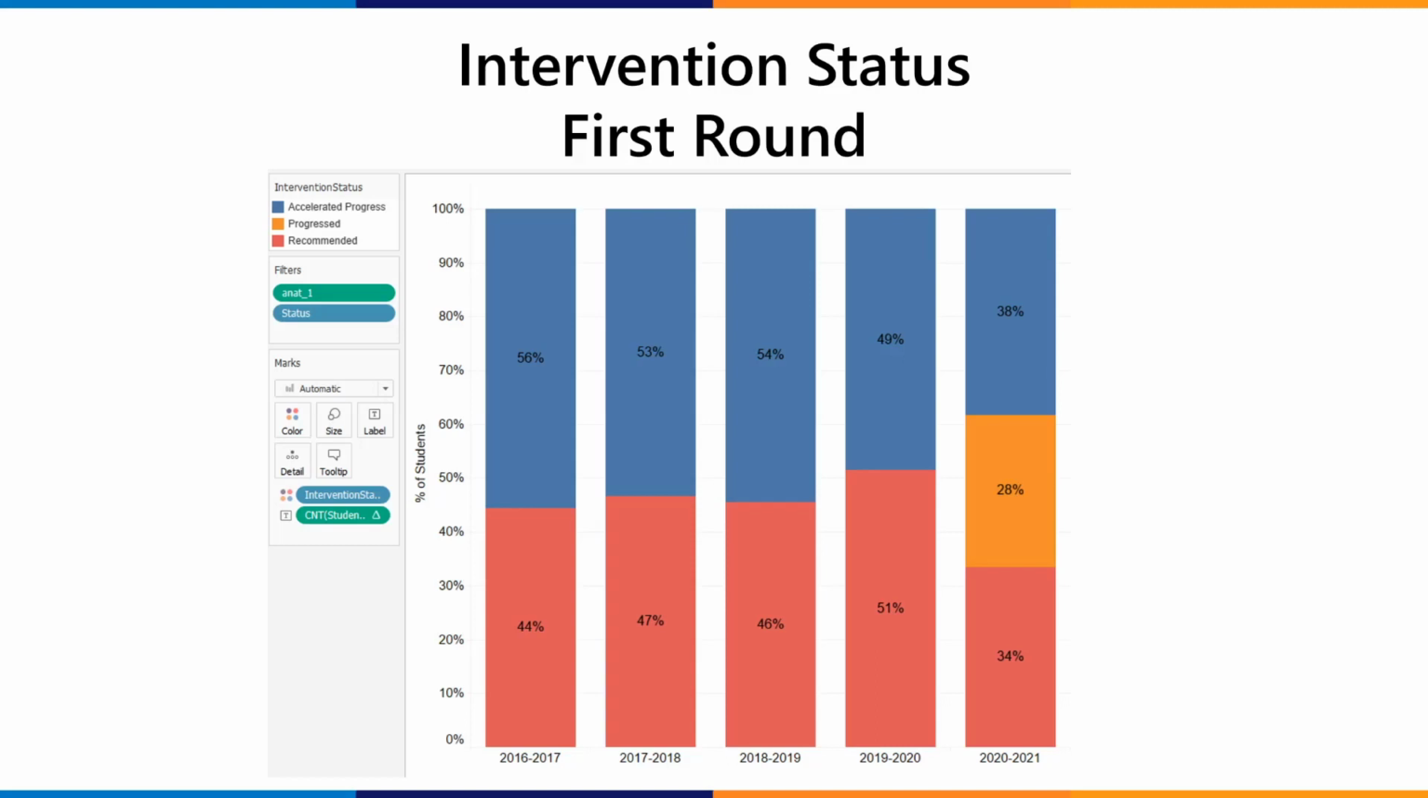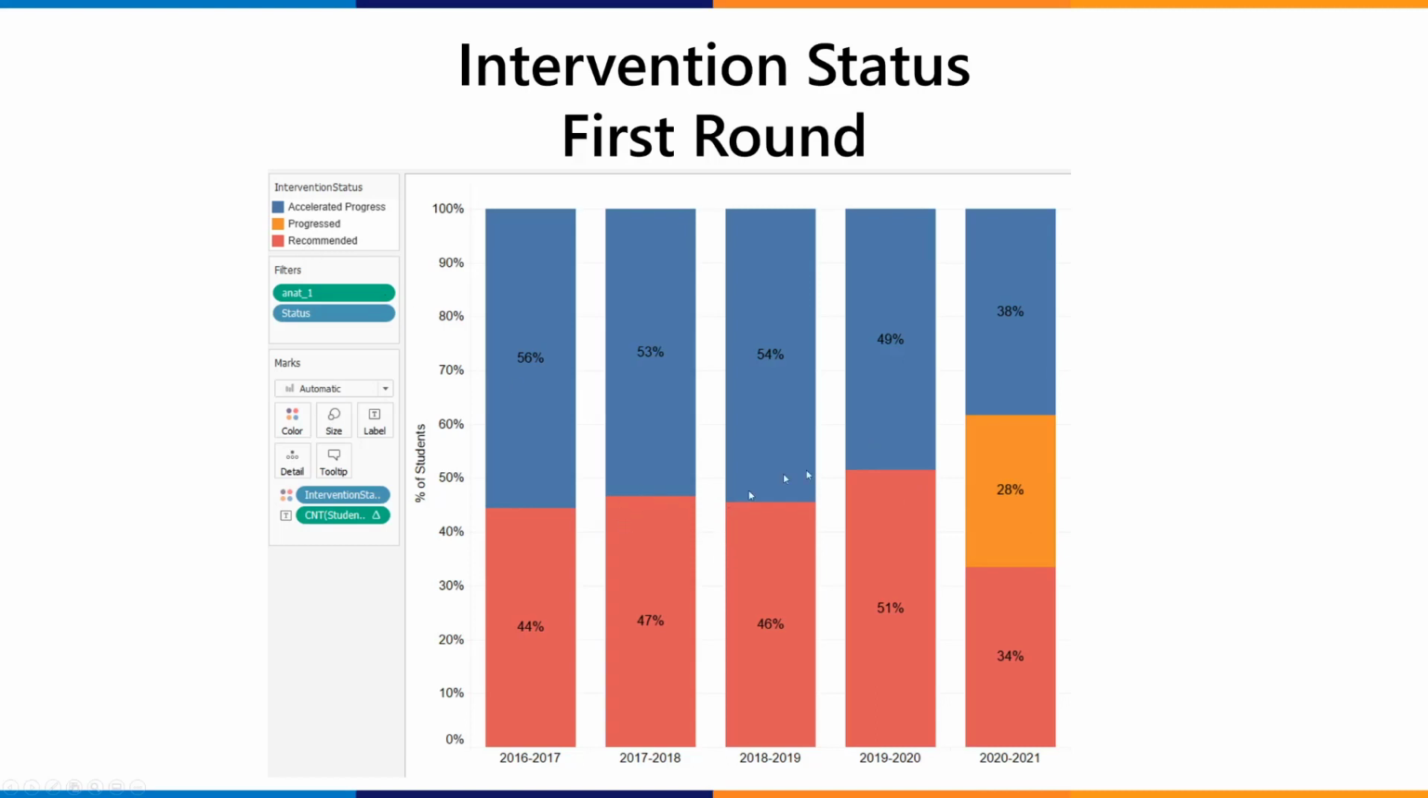I wanted to start with a breakdown of intervention status for our first-round students. Here we see a 5-year presentation of data, 1 set of bars for each school year, starting with 2016-17, going to 2021 this year. The blue section is accelerated progress students, the orange sections are progress students, and the red sections are recommended students.